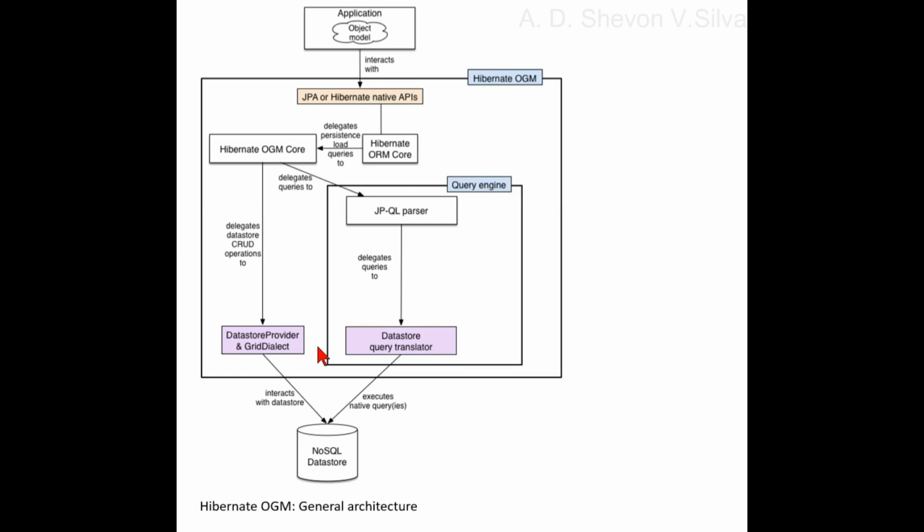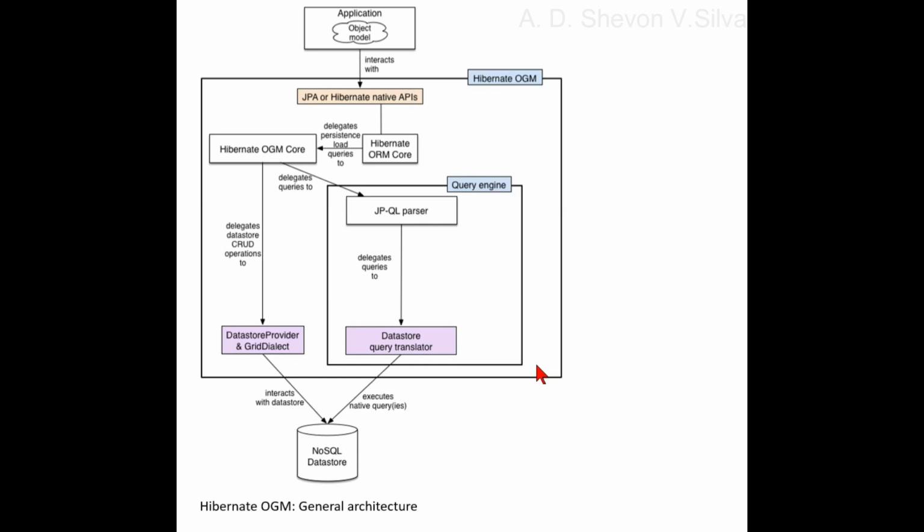To implement JPQL queries, Hibernate OGM parses the JPQL string and calls the appropriate translator functions to build a native query. Since not all NoSQL technologies support querying, when lacking, we can use Hibernate Search as an external query engine.